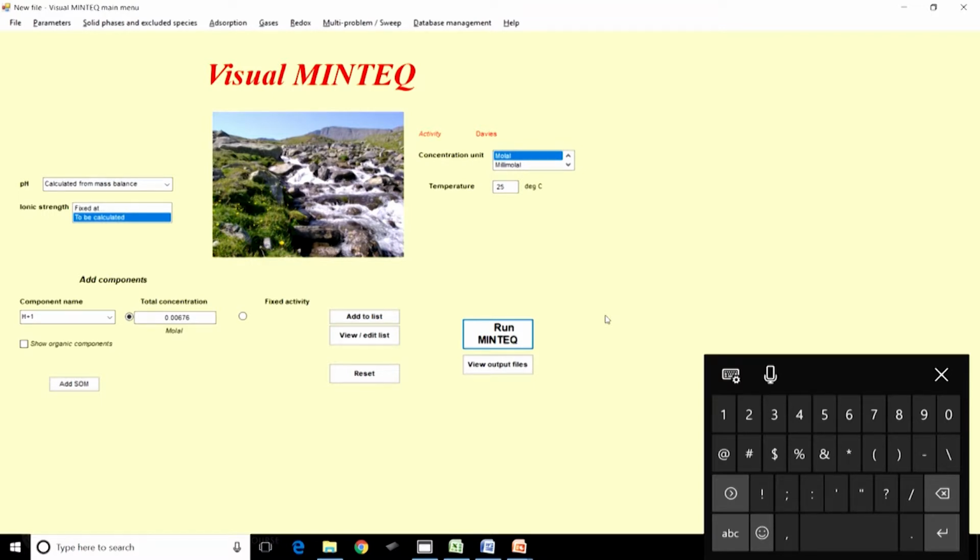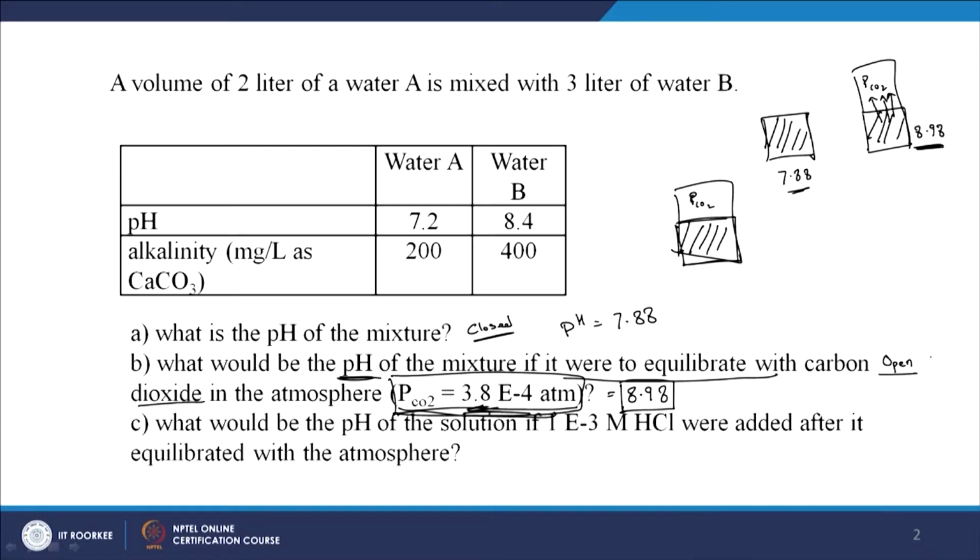So again let us go back to VMinTeq here, and we will try to solve the last question. This is a slightly complex case, obviously. What do we have here? What would be the pH of the solution if 10 power minus 3 molar HCl were added after it equilibrated with the atmosphere? The key is that we are adding 10 power minus 3 molar HCl. So let us see how to analyze the system.